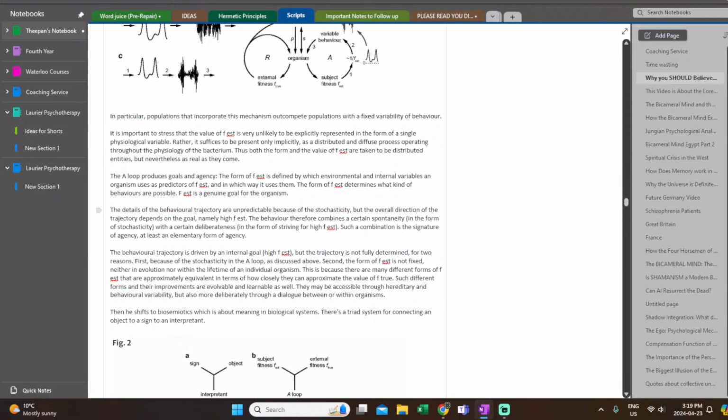The details of the behavioral trajectory are unpredictable because of stochasticity, but the overall direction of the trajectory depends on the goal, namely high F est. The behavior therefore combines a certain spontaneity in the form of stochasticity with a certain deliberateness in the form of striving for high F est. Such a combination is the signature of agency, at least an elementary form of agency. I mean, yeah, I've got to keep that in mind as well. This is where I was.